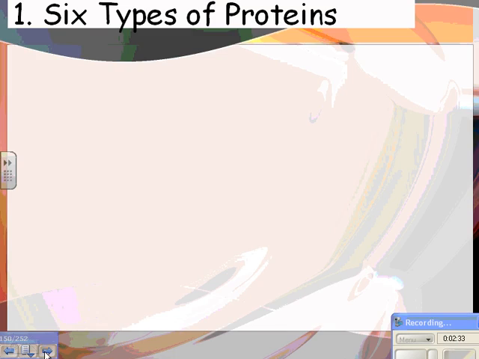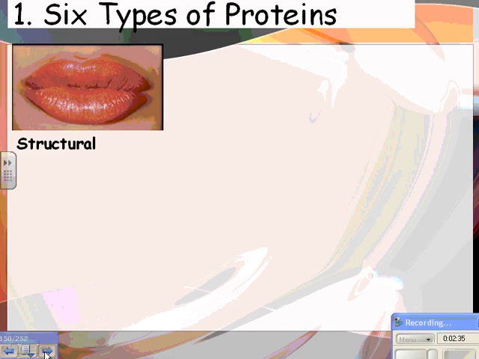So there are 6 types of proteins that we'll talk about. The first one is structural, and so you may have heard of collagen, because some women will get collagen injections in their lips to give them full lips. Everyone has collagen in them. It's the most abundant protein in the body. But you may have heard of collagen before, so that's why I'm picking that one. So an example of a structural one is collagen. So collagen is found in your lips. It's found actually in your skin in general, and it helps give your skin elasticity.